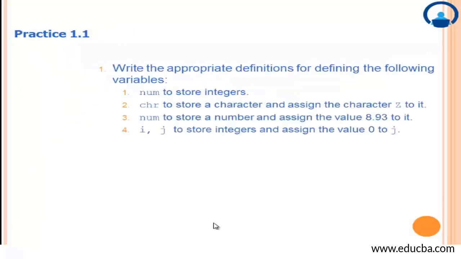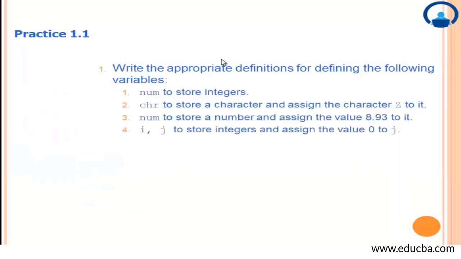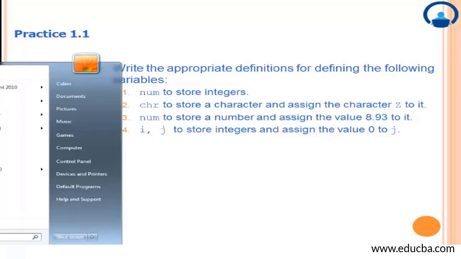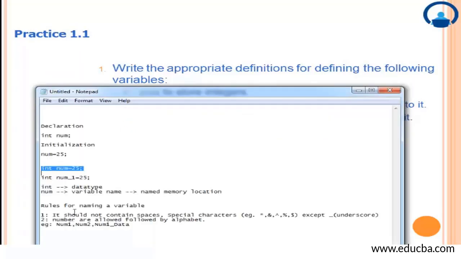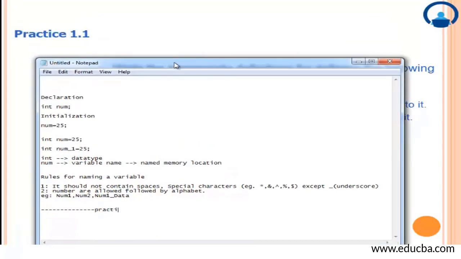Here you can see there is a question which we will solve. Num to store integers. So that is the one which we have seen. Then char to store a character and assign the character z to it. How can you do that? I am doing practice 1.1.